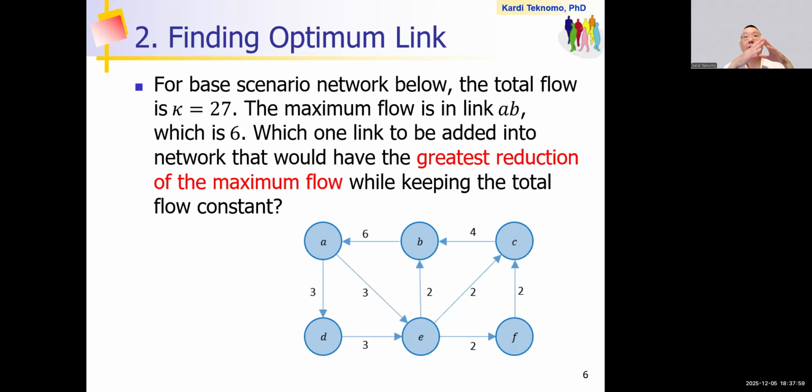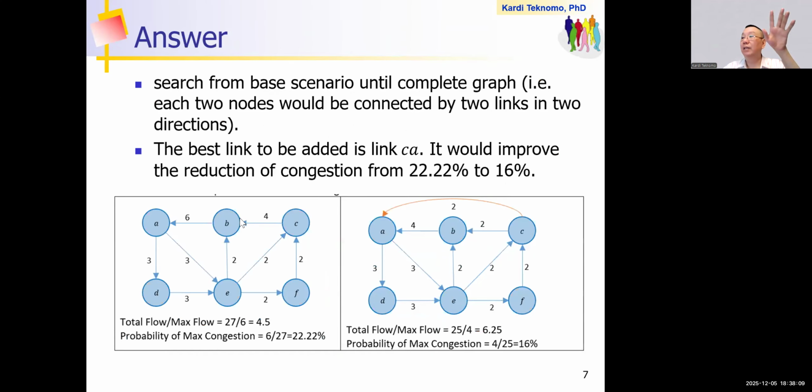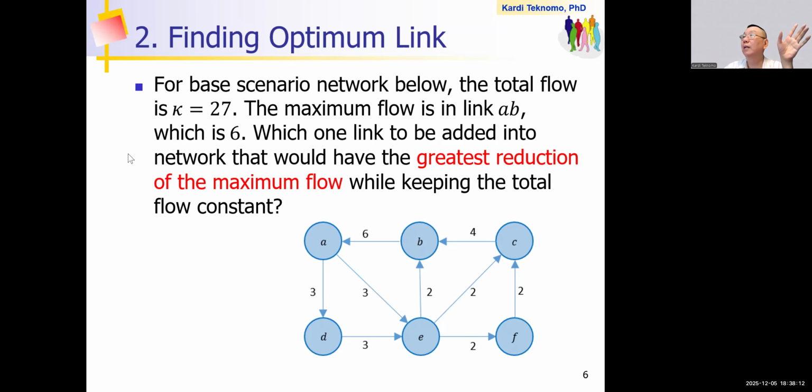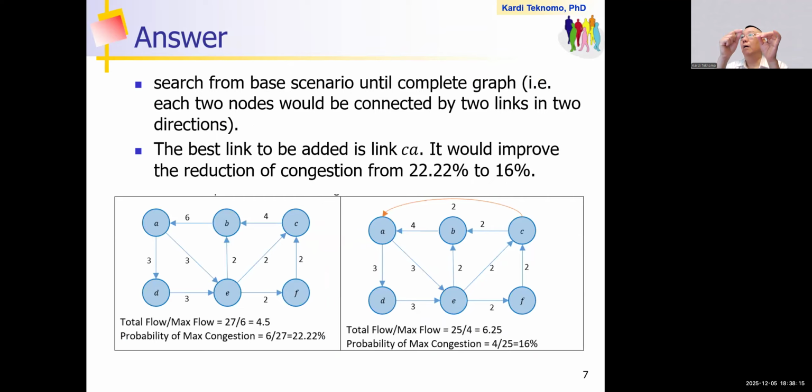So you try, search. This is the base scenario that you have, right? So you search, every two nodes that you have will be connected. So, for example, here you have BA, then what will happen if I add AB? What will happen if I add here DA and so on? So the one that you did not have yet, you try one by one.